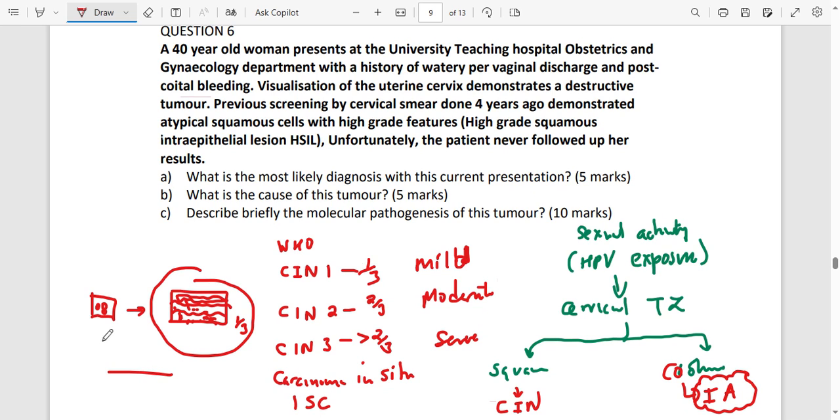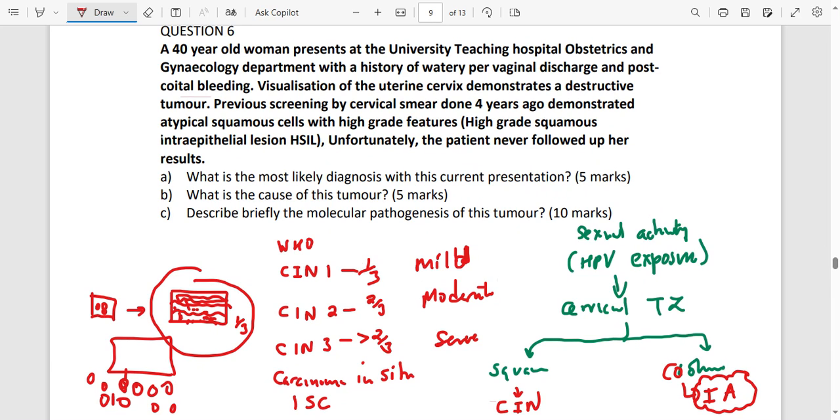So the cells will now start penetrating. They'll start moving through the basement membrane, invading the surrounding tissue, and that is now the invasive squamous cell carcinoma.